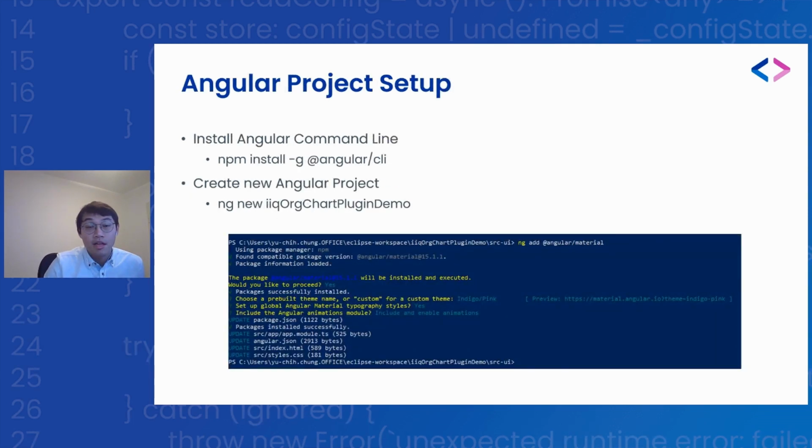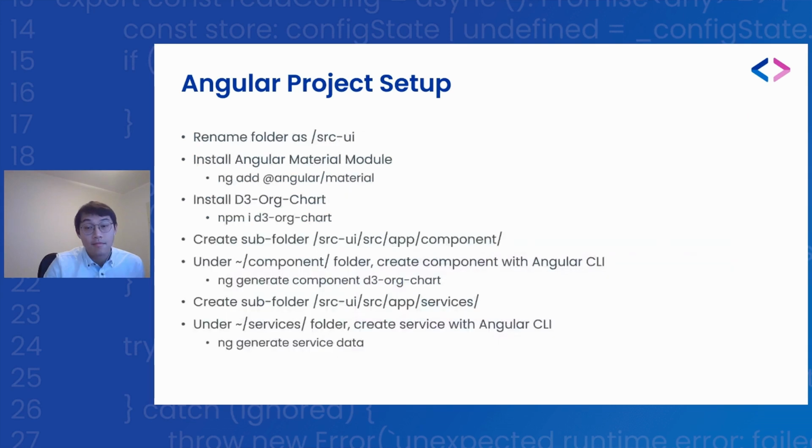To set up the Angular project first, we will run the Angular command line tool, the so-called CLI, then use the Angular CLI to create the Angular project. Once the project folder is created, we then rename the project folder as source-UI. Then we use the Angular CLI to install the Angular Material module.